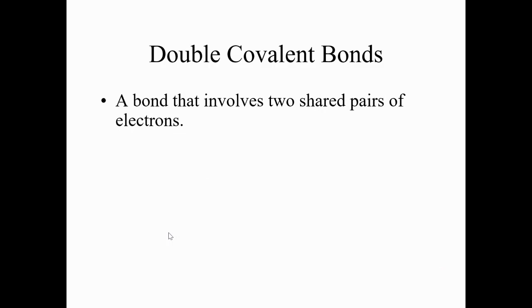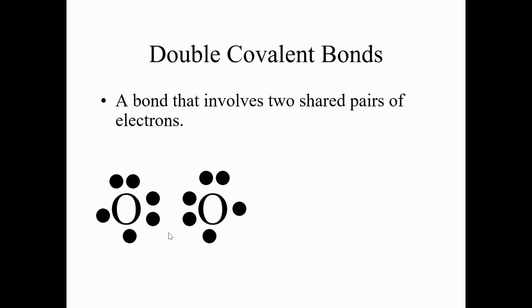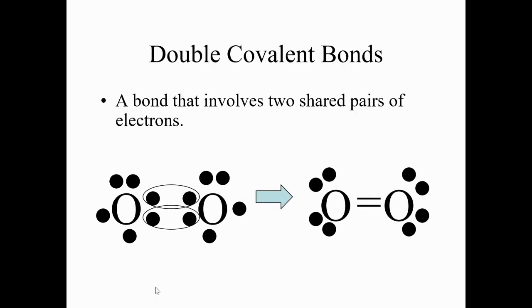Okay, a double covalent bond. That's a bond that involves two shared pairs of electrons. So oxygen plus oxygen. Remember, they have 6 valence electrons each. And now how do we share them? Well, they're going to share those, so it will end up looking like this. We've got 2 being shared here, 2 being shared here. So that's like 1, 2, 3, 4, 5, 6, 7, 8 for this one, and 1, 2, 3, 4, 5, 6, 7, 8. That's what we want.